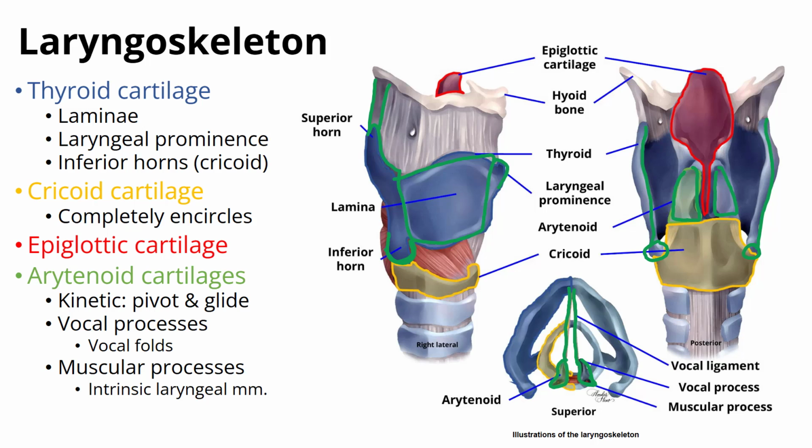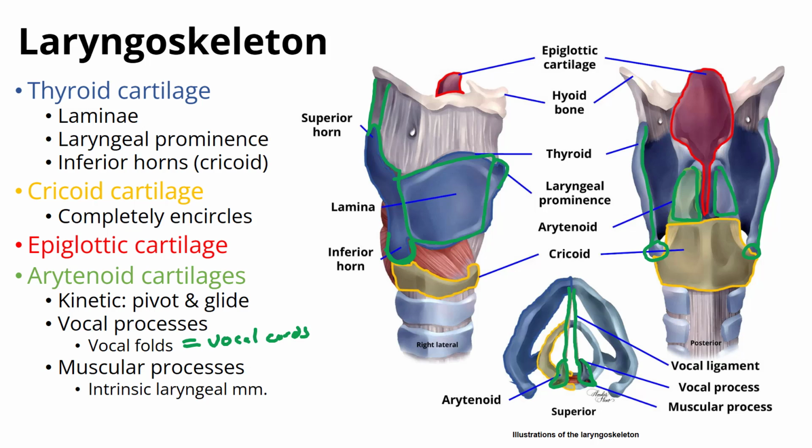Now, the vocal ligaments are going to be invested by mucosa, and so we will call these the vocal folds when they are invested by mucosa, and oftentimes we refer to them as the vocal cords in the individual. So these are the structures that vibrate during phonation.